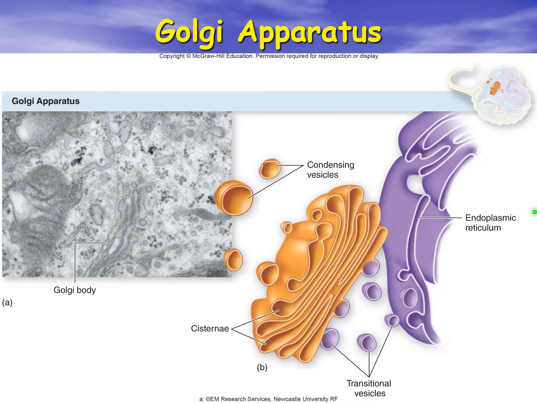So this just shows the endoplasmic reticulum. It pinches off with protein in these transitional vesicles. They then bond to the cell membrane or the membrane of the Golgi apparatus, where it's then modified, and then we can pinch them off in these condensing vesicles that then will go to other organelles and deliver their product or to the cell membrane. And this is just the Golgi apparatus here on this photomicrograph.